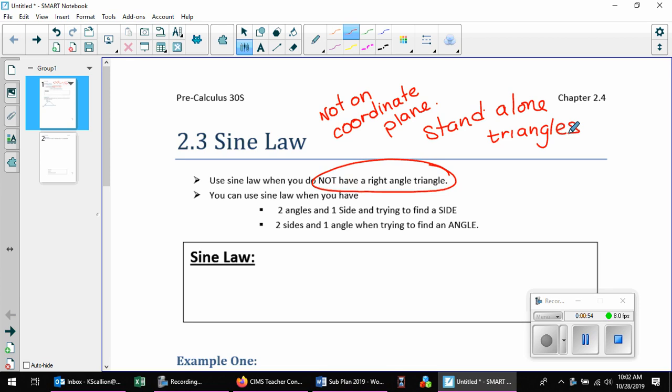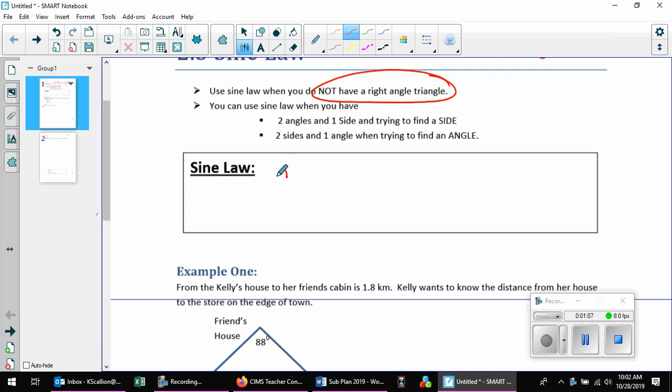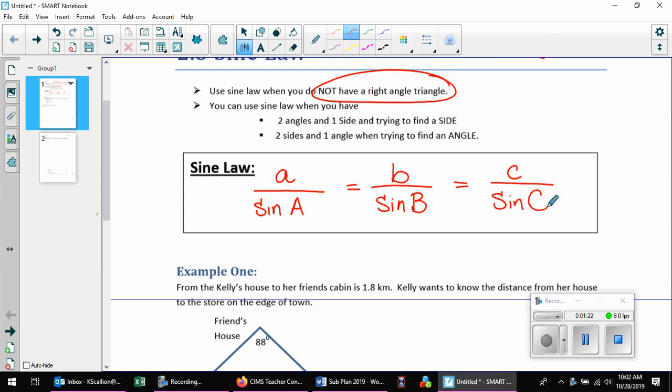Okay, so you use sine law when you have two angles and one side and you're trying to find that other side, or you have two sides and one angle and you're trying to find that angle. Okay, so this is sine law. Sine law is a ratio. And what do we know about the numerator of this, if they're lowercase letters? It's a side, right? So if it's a lowercase letter, it's a side.